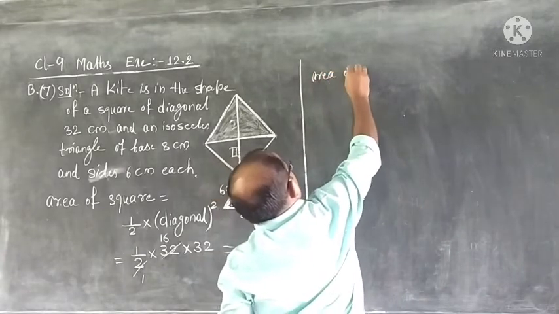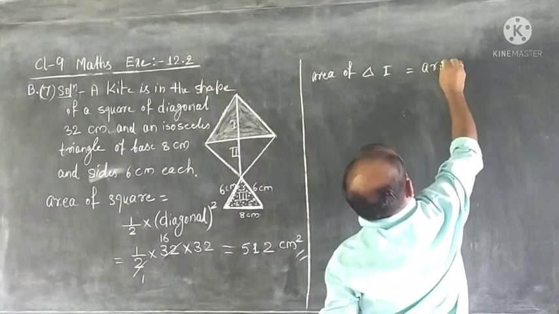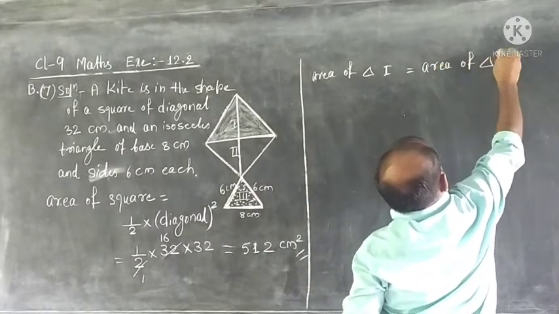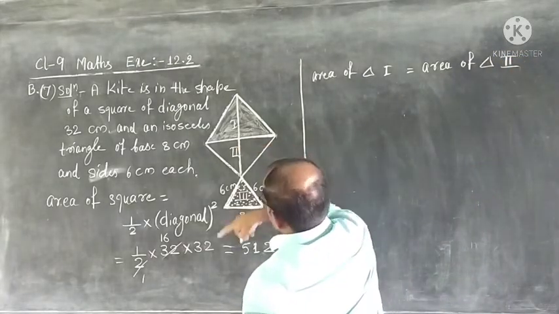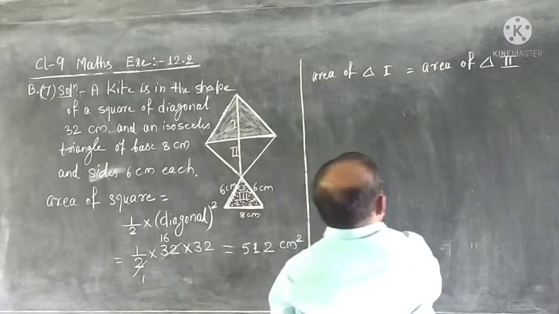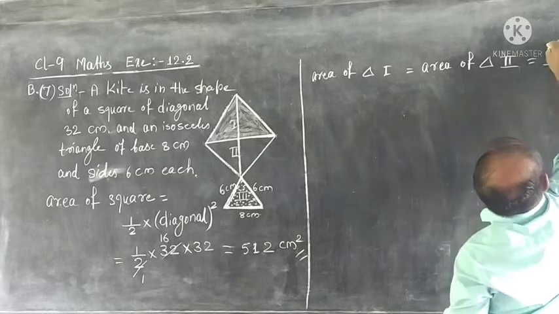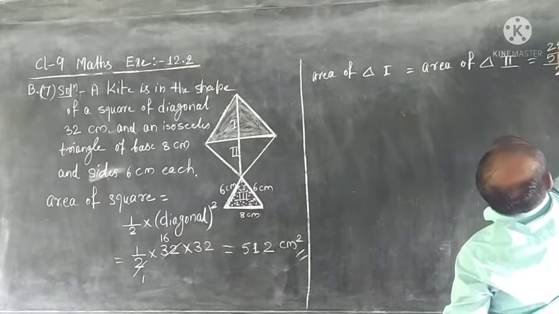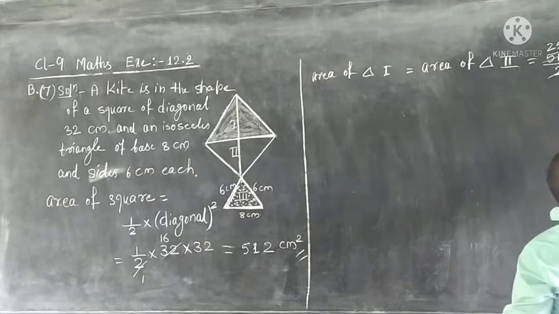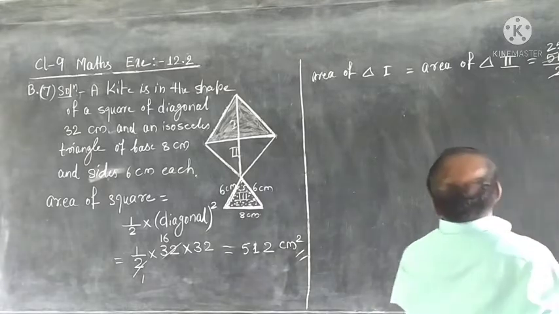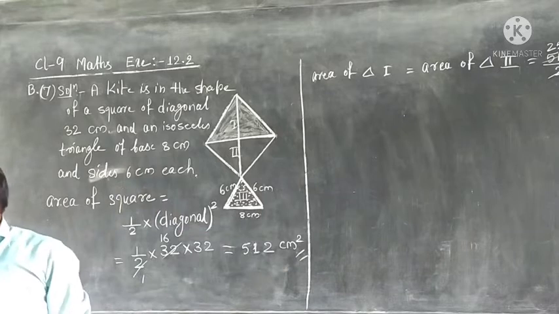Area of triangle 1 will be equal to area of triangle 2, and total area is how much? 512. So, this will be equal to 512 by 2. 2 2s are 4, 2 5s are 10, 2 6s are 12. That means, in triangle 1 and triangle 2 of this color, paper will be 256 centimeter square, 256 centimeter square.